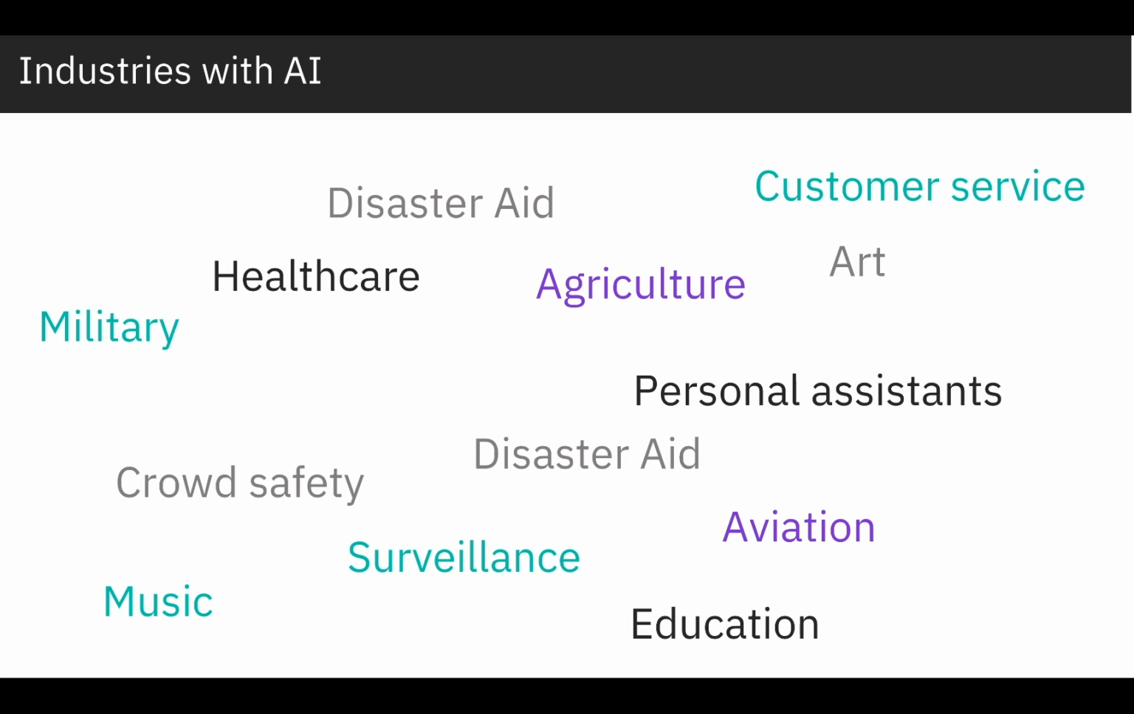Now that you understand the basics of AI, there are limitless industries where you can use them. Some industries include military, agriculture, music, healthcare, art, and more. Do you have any ideas what you would want to do involving artificial intelligence?